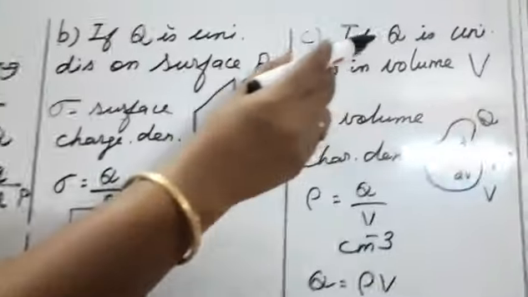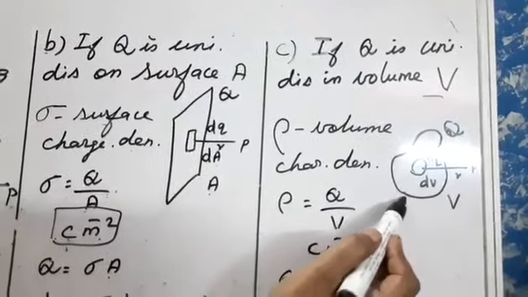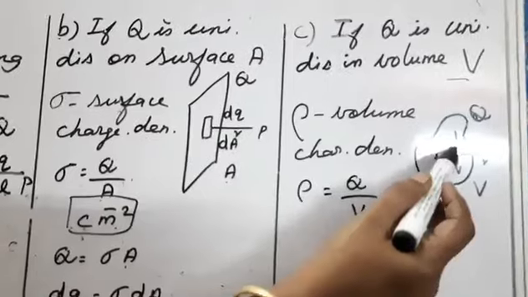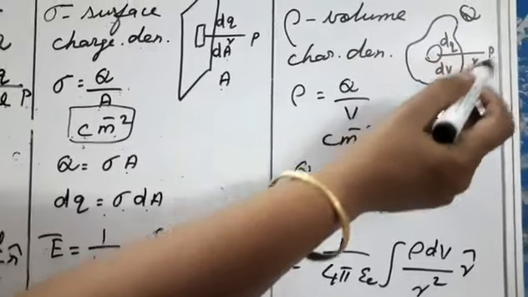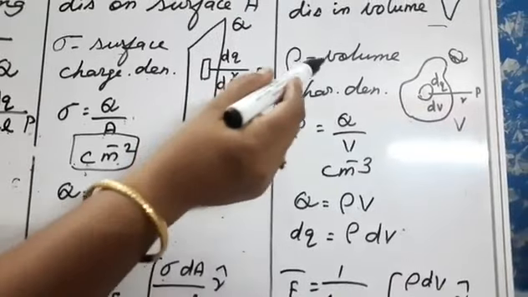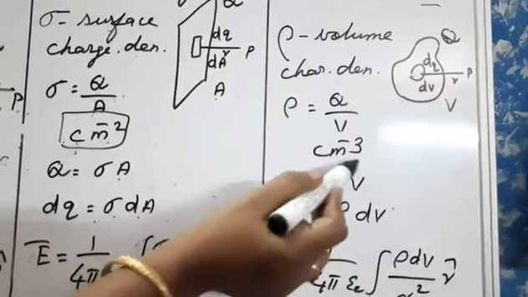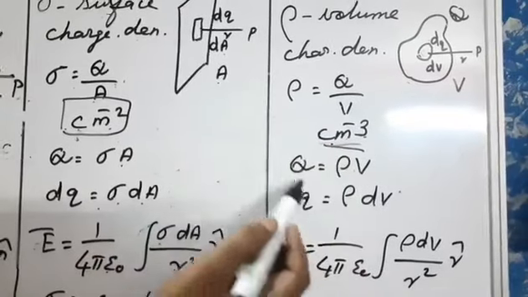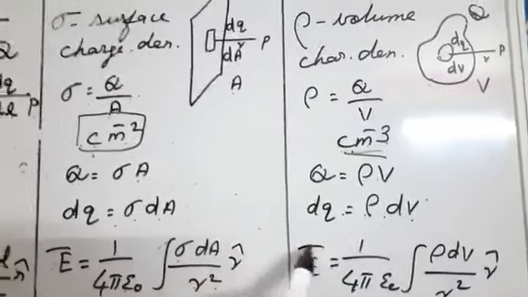And next is the third subdivision, the charge Q uniformly distributed in volume V. Now we can take one irregular volume. In this volume, V is the volume, Q is the charge, the small element volume is dV, and then the charge is dQ, at a point P at distance r. As usual here we take rho, which is known as the volume charge density, and rho equal to Q by V. Therefore Q equal to rho into V. The unit is C m minus 3, because volume is in m3. dQ equal to rho into dV.